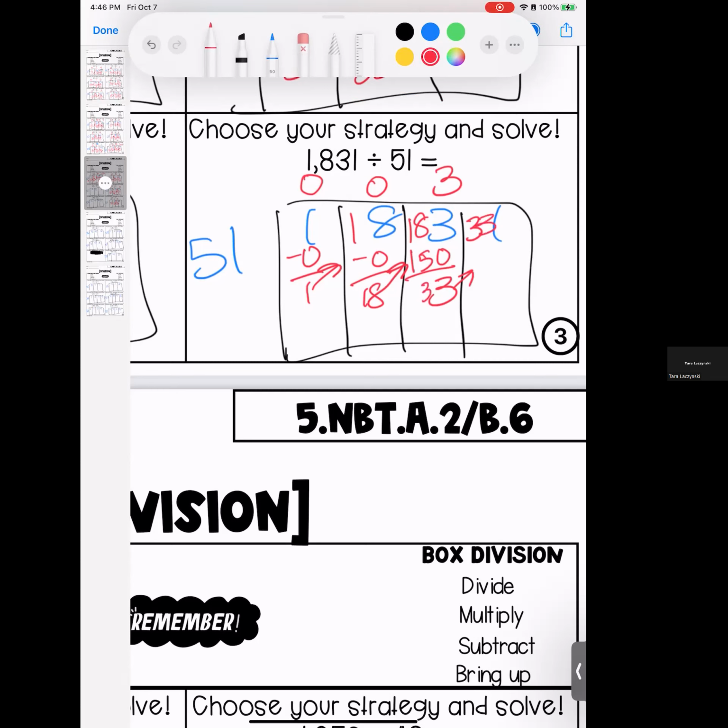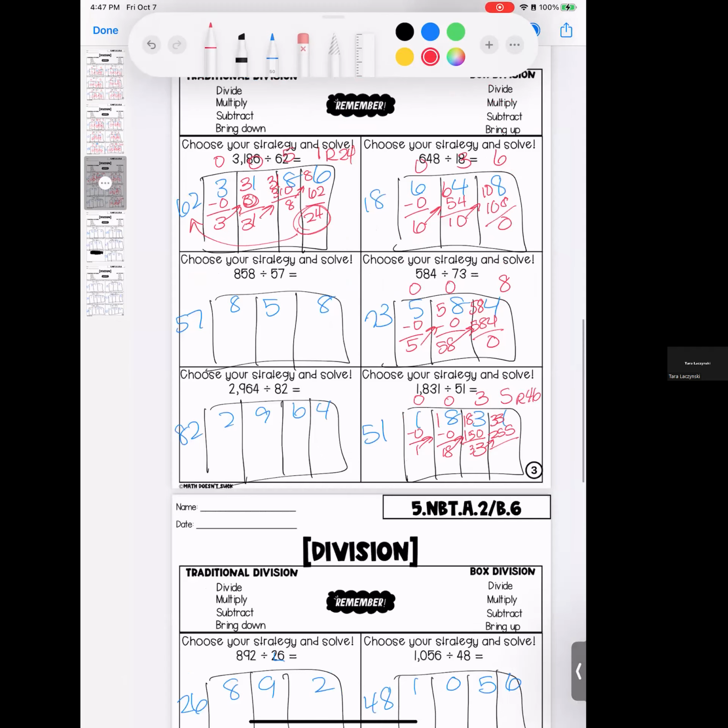So 51, the closest that we can get to 331 is 5, which gives us 255. When we subtract that from 331, we are left with... I think my brain is getting tired, kiddos. I apologize. It's going to give us a remainder of 76. All right, loves, this one is 35 with a remainder of 76. If you have any questions, please bring them to class.